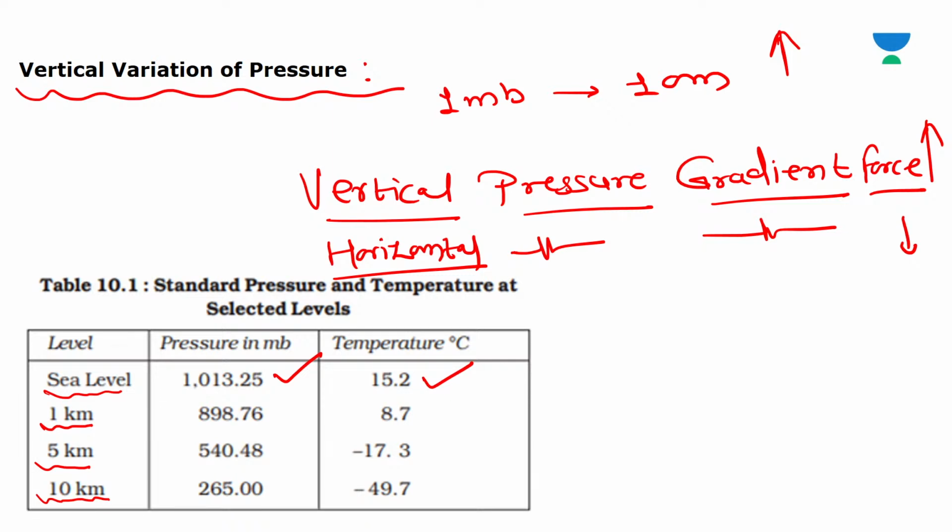Friends, you can make short notes or the table if you want to remember. You can just go through it: the level, pressure in millibars, temperature, like sea level, 1 kilometer, 5 kilometers, and 10 kilometers. After that, we will discuss the horizontal distribution of pressure. Just make short notes on this.